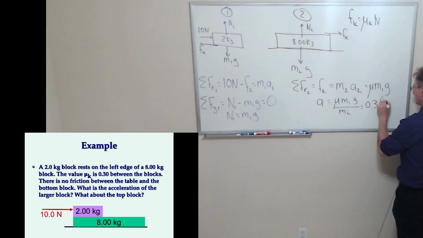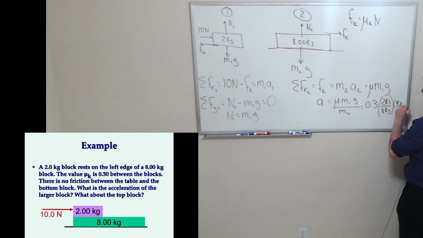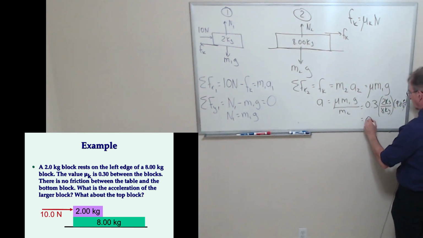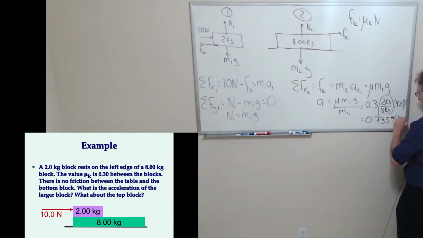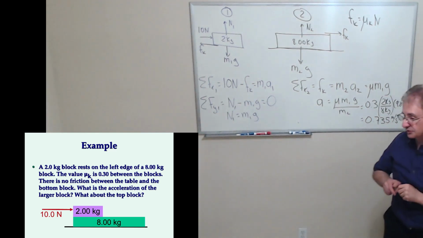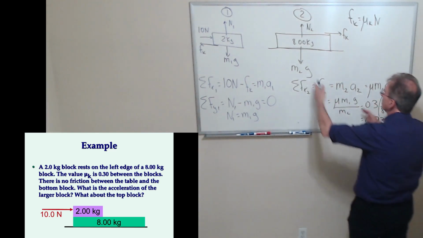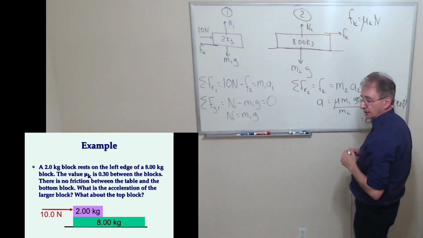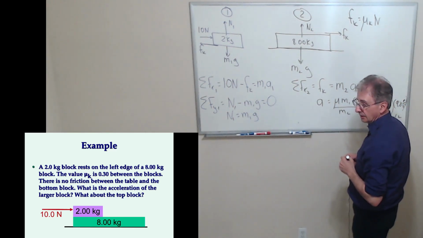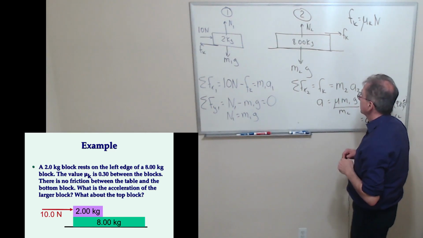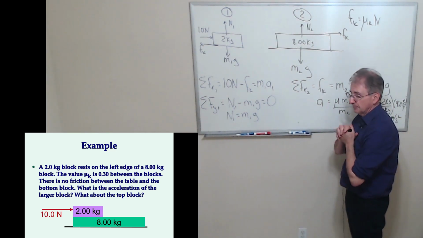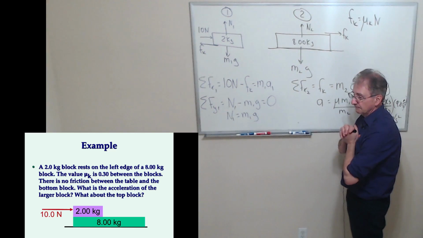m1 is 2 kilograms. m2 is 8. Trying to save space here. And g is 9.8. You can punch these in on the calculator, and you get 0.75 meters per second squared. Notice I didn't even need to sum the forces in the y direction on here, because there's no motion in the y direction.